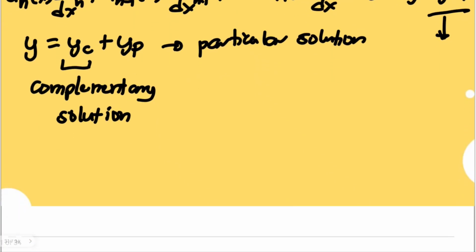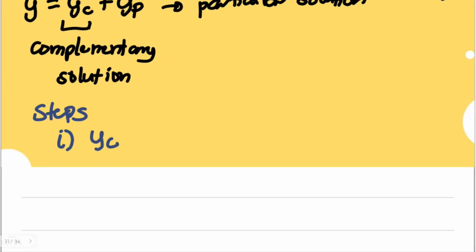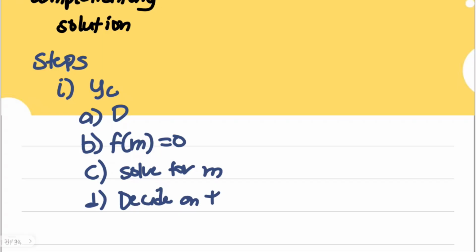The complementary solution follows the same process as for our homogeneous differential equation. So if we're talking about steps, the steps of solving a non-homogeneous differential equation, the first step is for y sub c. The flow is again: letter A, writing in differential operator. Letter B, we're going to come up with an auxiliary equation equating it to 0. Letter C, we're going to solve for m. And letter D, decide on the solution, depending on what will be the form of m.